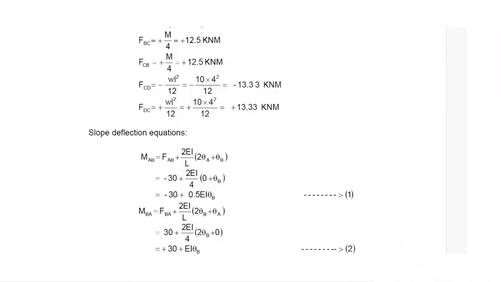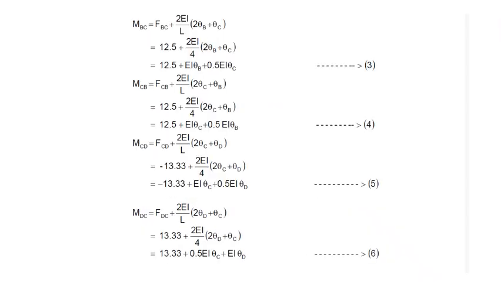Second step, we have to frame the slope deflection equations for the 6 values. Actually we have 3 spans, so 6 equations will be generated. So MAB, the fixed moment is minus 30 followed by the moment due to joint displacement, 2EI by L, 2 theta A plus theta B. Theta A is 0, so the remaining term is theta B. You substitute L for the span AB, so minus 30 plus 0.5 EI theta B. Similarly MBA is plus 30 plus EI theta B. MBC is plus 12.5 plus EI theta B plus 0.5 EI theta C. Theta B and theta C are unknowns.